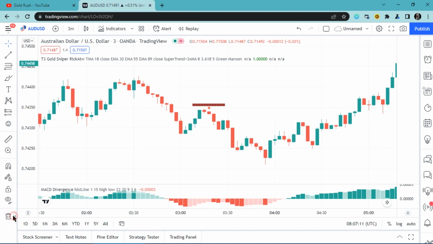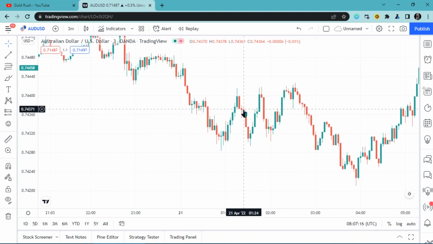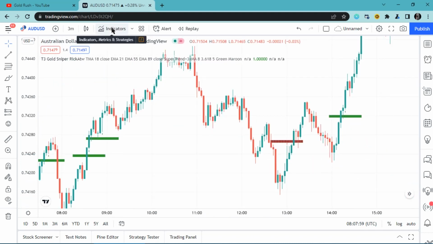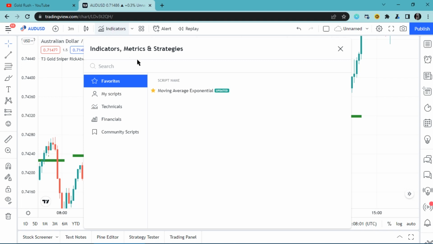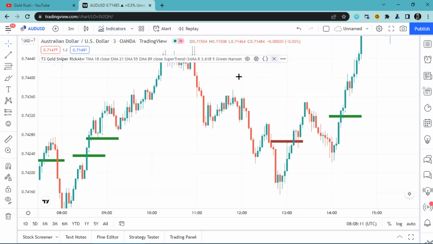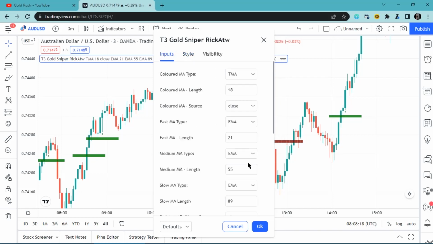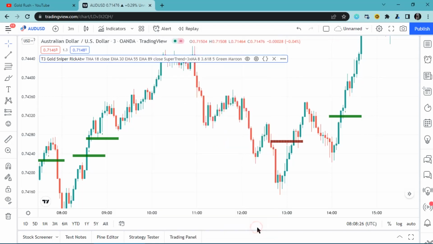Let's delete it first of all. Remove. And then we're gonna add it. So we head over to indicators. We go for T3 gold. Yeah, sniper, we hit it. And okay, this is it. Well, we changed a few things. This is our input. We're gonna change the fast MA length to 30. That's what we're gonna do for this.